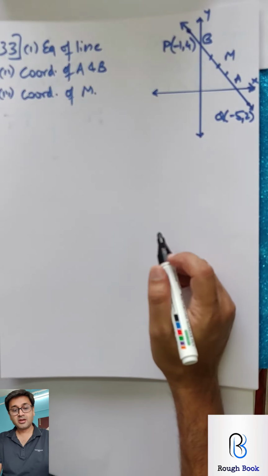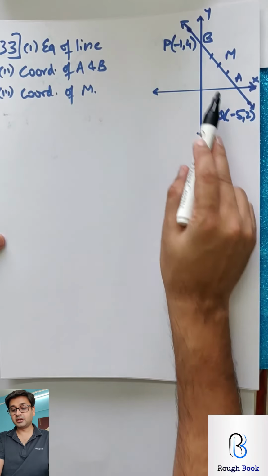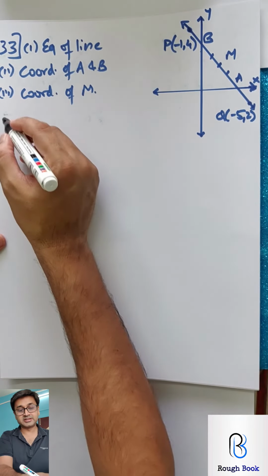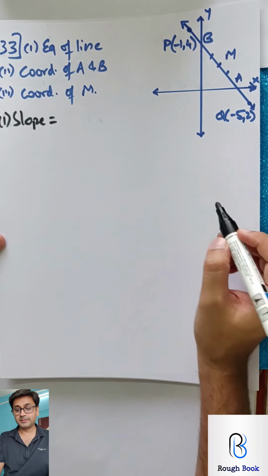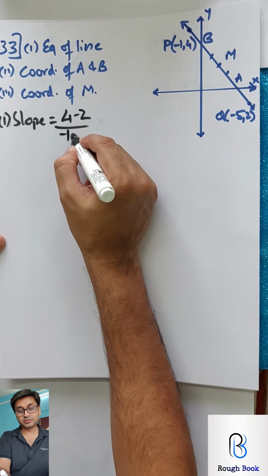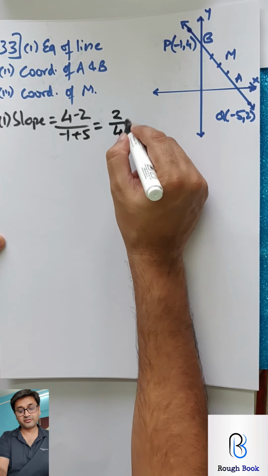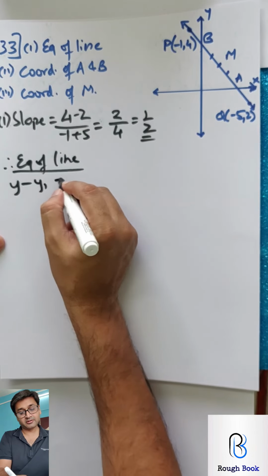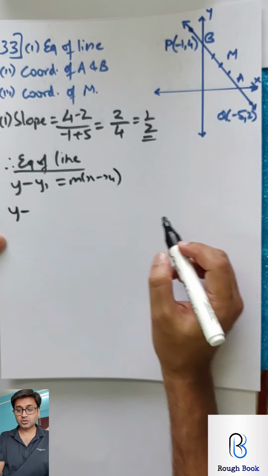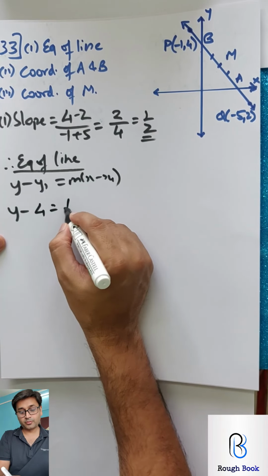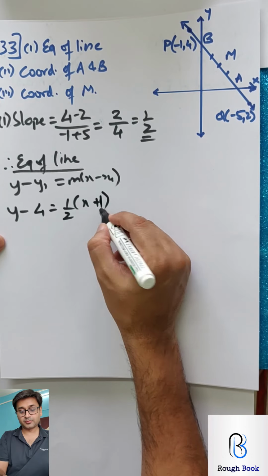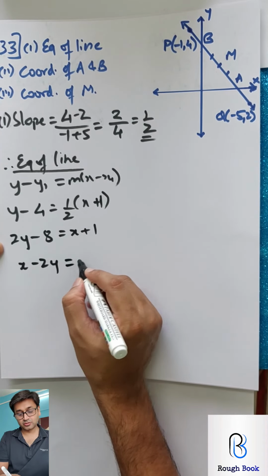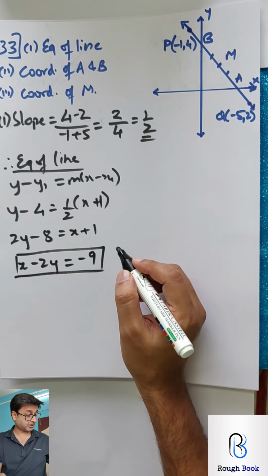So 33 says, find the equation of line PQ first. P and Q, AB lies on X and Y and M is the midpoint. All these things are given. So for the equation of PQ, let's get the slope. The slope will be 4 minus 2 upon minus 1 plus 5. So 4 minus 2 is 2 and this is going to be 4. So half. Therefore the equation of the line: y minus y1 equals m times x minus x1. So y1 I'm taking as 4, slope 1 by 2 and x1 I'm taking as 1, so plus 1. So 2y minus 8 equals x plus 1. So x minus 2y minus 9.